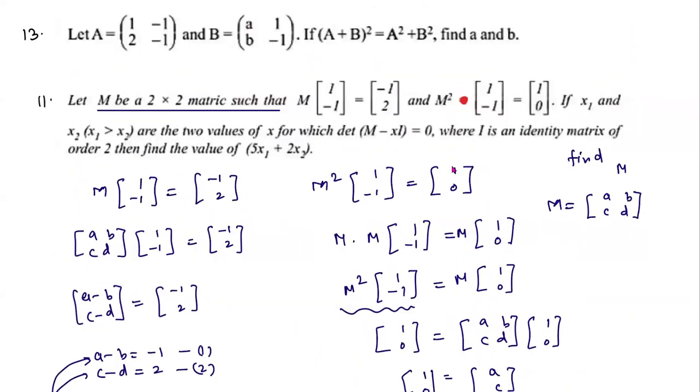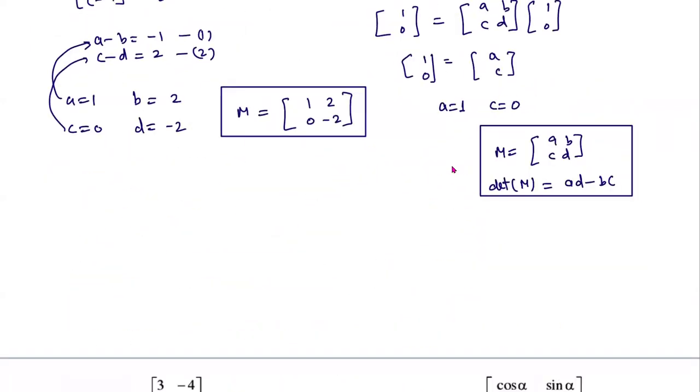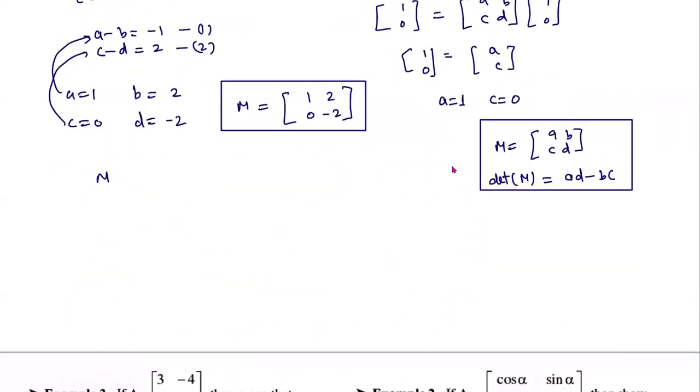Now, what do you need to find? You need to find the determinant of M minus XI. So, M minus X into I. What is M? 1, 2, 0, minus 2. What is I? 1, 0, 0, 1. That is the identity matrix. So, here we can say 1 minus X, 2, 0, and minus 2 minus X.